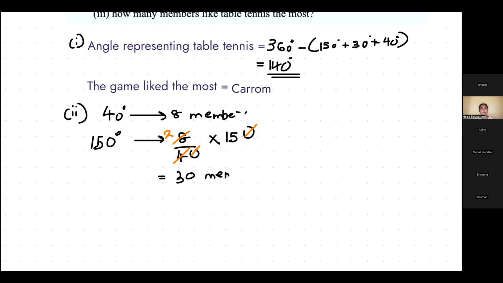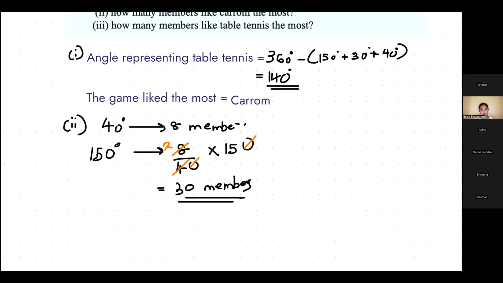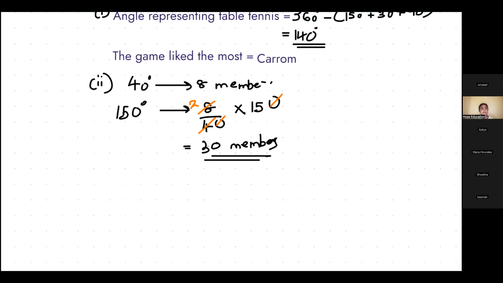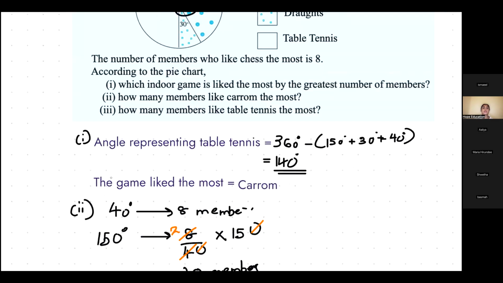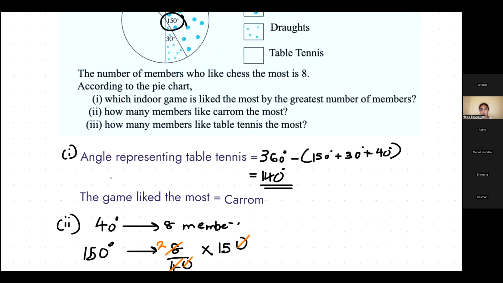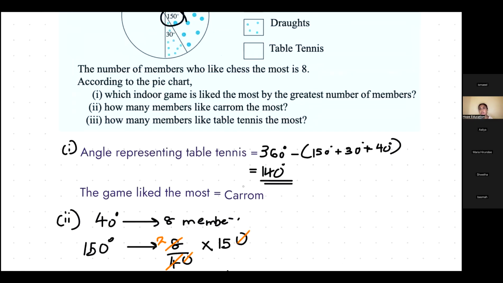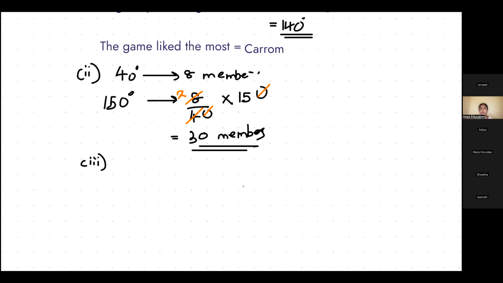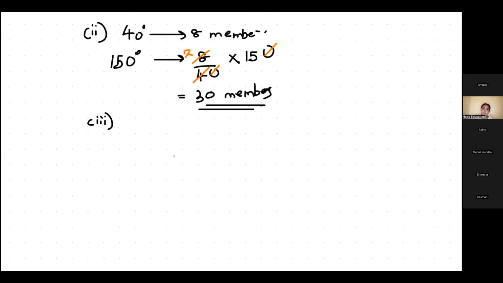Okay, yes. In the chat box also, I got correct answers. Good. Roman number 3. How many members like table tennis the most? Now, what is the angle for table tennis? We already found it here, 140 degrees. Can you all tell me the answer that you got? Just like the way we got Carom, we can use table tennis. 140 degrees equals 8 over 40 multiplied by 140, and we get 28 members.